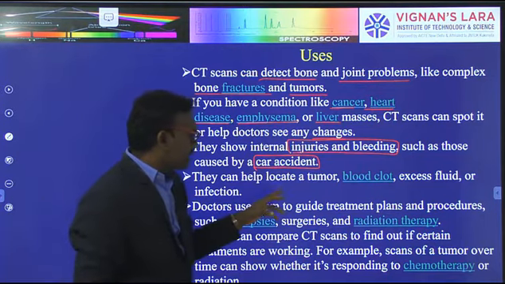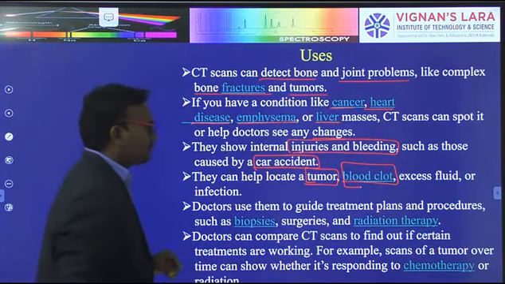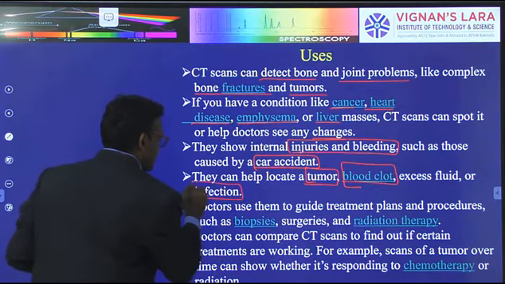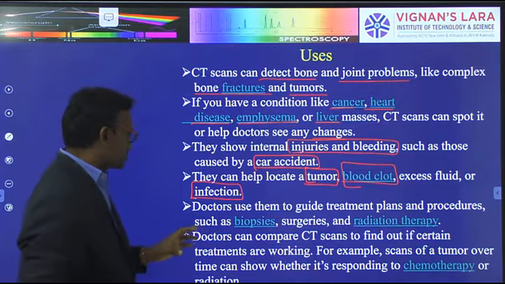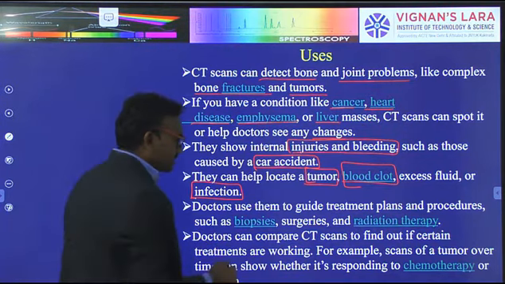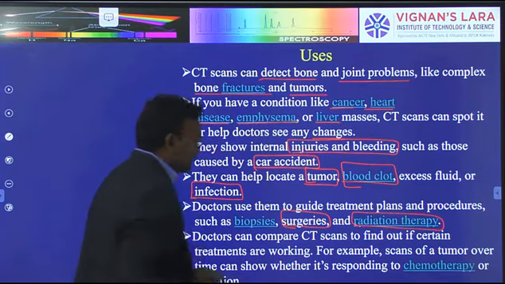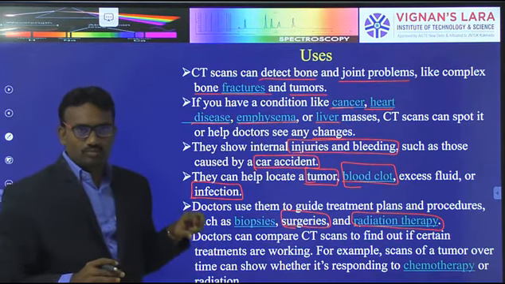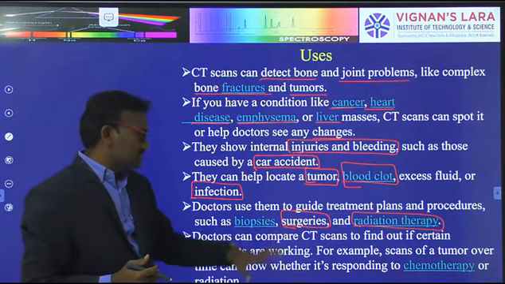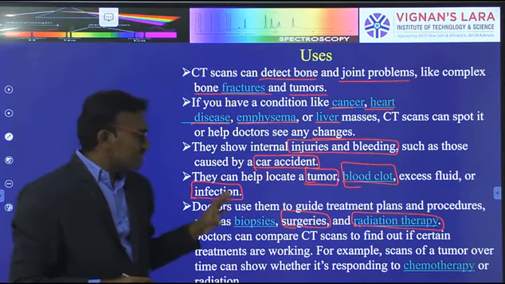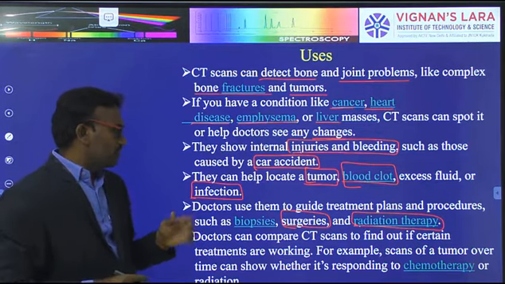They can help locate a tumor, blood clot, excess fluid, or infections. Doctors use them to guide treatment plans and procedures such as biopsies, surgeries, and radiation therapies. In case any serious problem is present in our body, after a CT scan test the doctor suggests an operation, surgery, or radiotherapy. If some cancer tumors are present in our body, chemotherapy is applied.